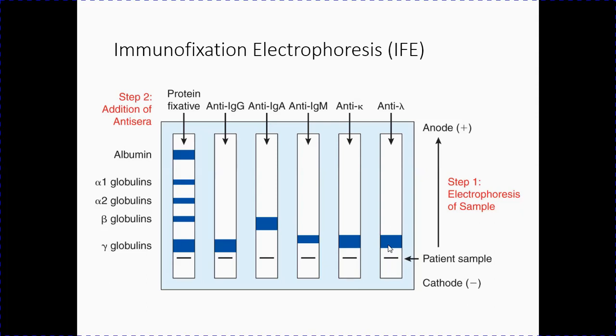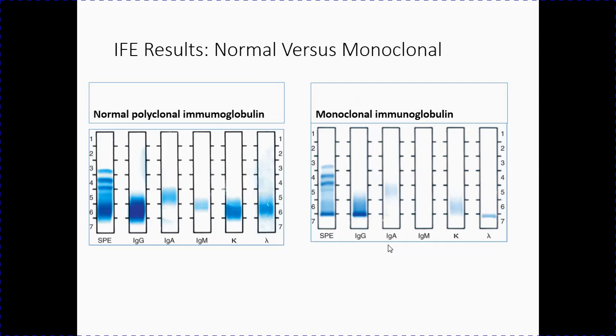Again, we're going to visualize them in a pattern much like this, just with a stain, and then they do a denaturing step afterwards just to get rid of the background noise that's associated with it. So let's take a look at a normal versus a monoclonal immunoglobulin.